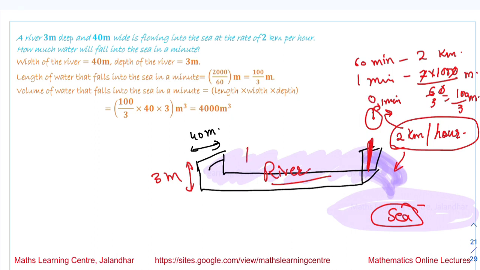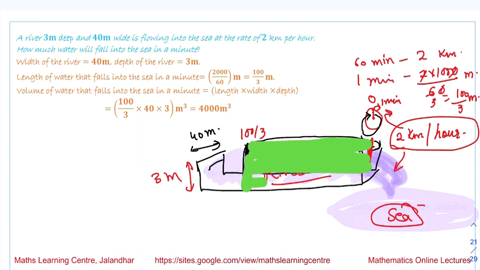100 by 3 meter distance is over here. Suppose this is 100 by 3 meter distance. Now when the clock starts moving and 1 minute is completed, the water that is over here will reach this point and flow into the sea. So how much water will flow into the sea in 1 minute? That is the water in this much region.